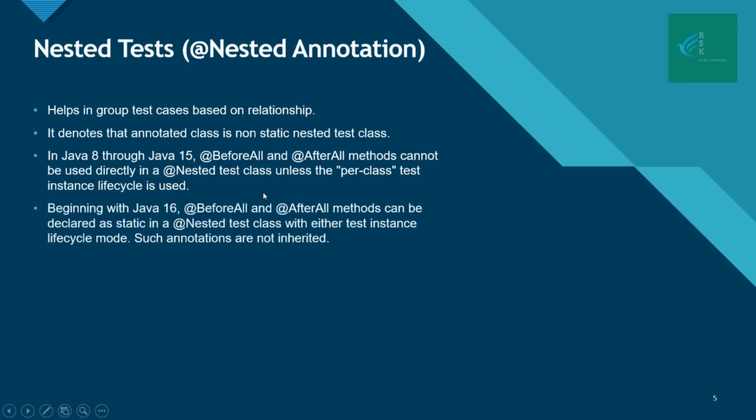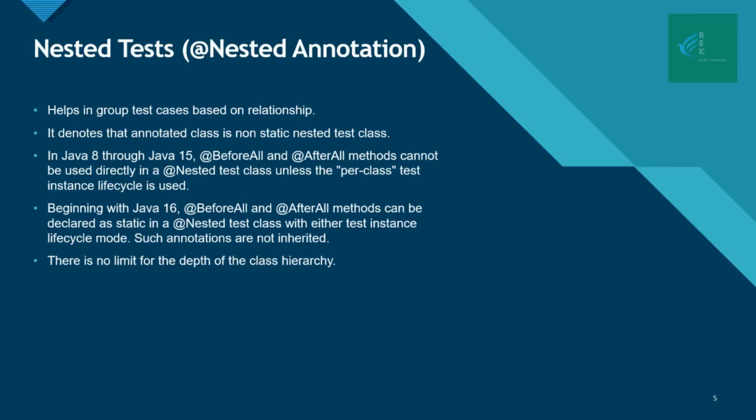Beginning with Java 16, BeforeAll and AfterAll methods can be declared as static, and before that we cannot declare them as static methods. And in Java 16, whether we use the test instance lifecycle mode or not, we can use that. There's no limitation for the depth of a class hierarchy. That means in a nested test class, we can declare multiple nested test classes.